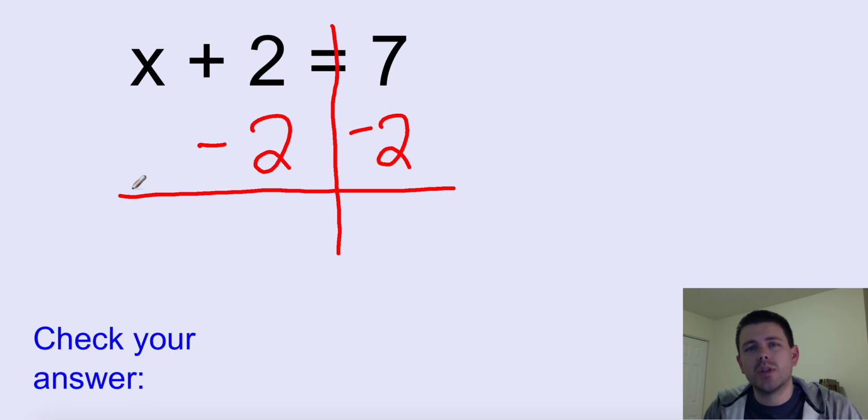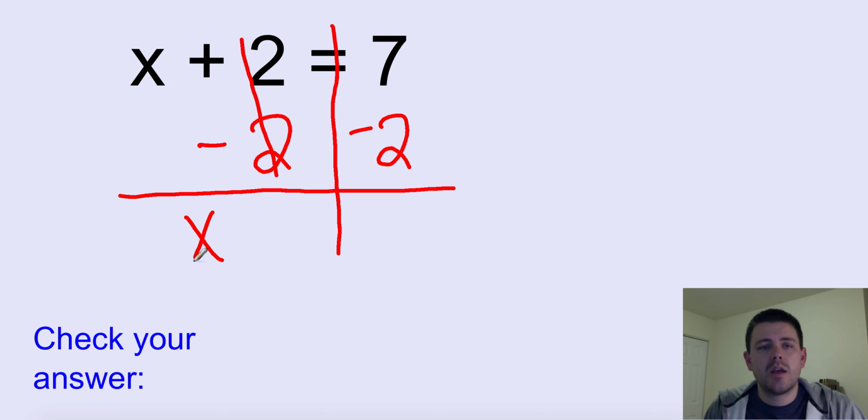Remember, whatever you do to one side, you always have to do to the other side. So you had an extra 2, but I took it away. So I've made that 2 disappear. All I'm left with is my x, whatever I started with. Over here, 7 minus 2 is 5. So I've now used my equation to prove that that missing number x is equal to 5. So we can check our answer, put in 5 for x.